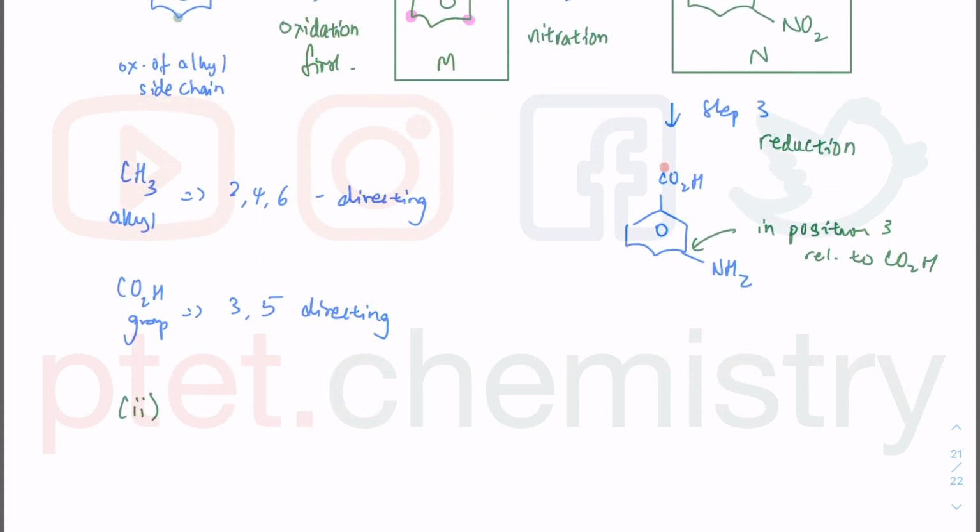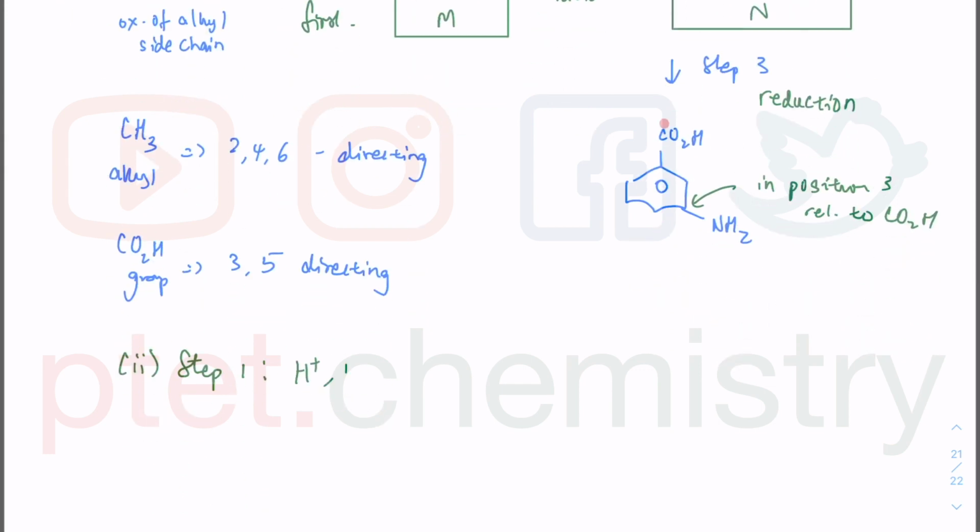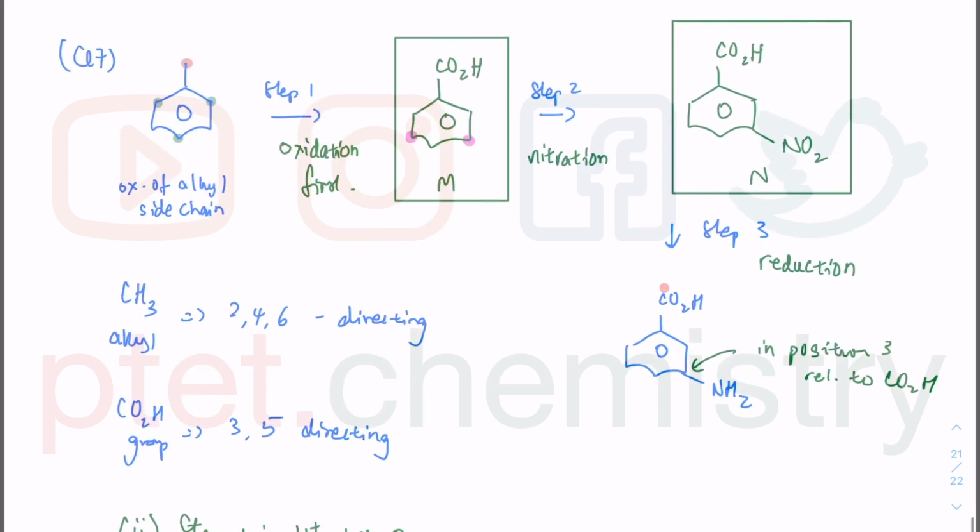So for part 2, step 1, what is your reagent and condition? I'm going to oxidize the alkyl side chain there. So our reagent and condition has to be acidified KMnO4 or acidified MnO4 minus, and then you have to reflux that as well. Step 2 is your nitration.